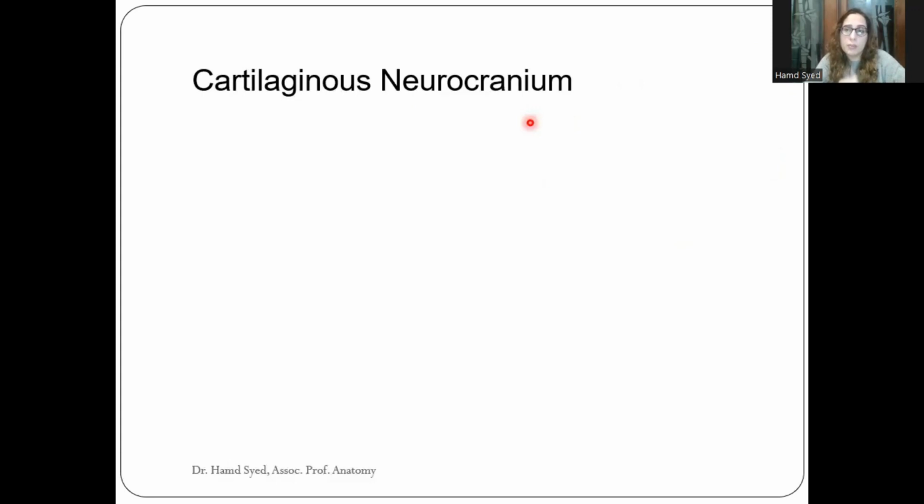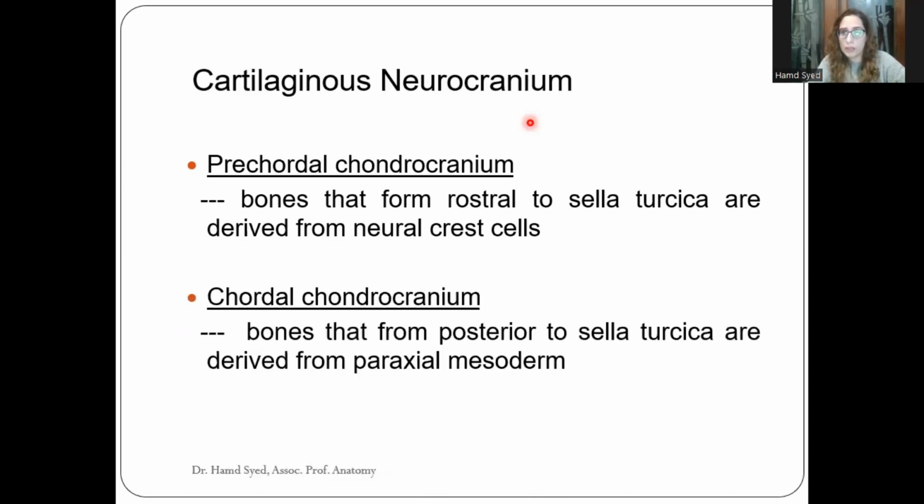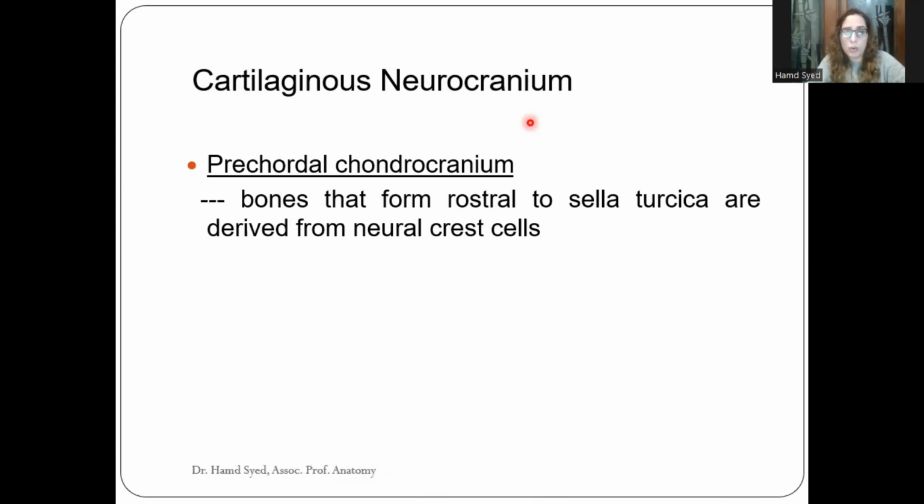Now that we have discussed membranous neurocranium in detail, we are now going to come to the cartilaginous neurocranium. Remember, this is the part of the cranium present in the base of the skull. We can further divide it into two parts, the precaudal chondrocranium and the caudal chondrocranium. Now, what is the precaudal chondrocranium? Precaudal chondrocranium means those bones which are forming anterior to the sella turcica, and these are the bones which are derived from neural crest cells.